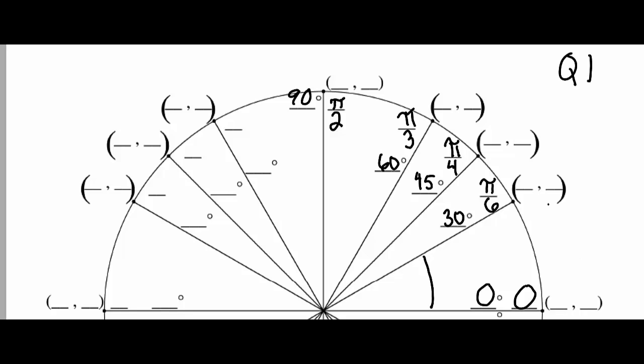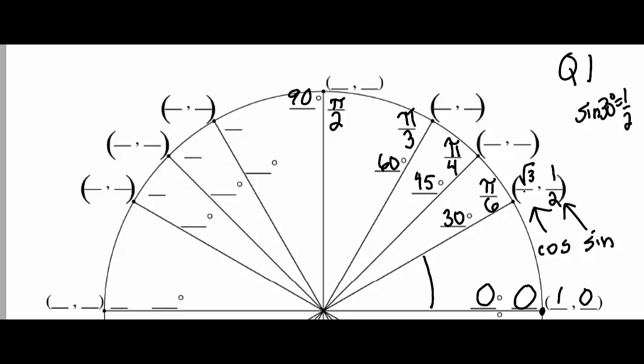Now we would like to label the points for each of these angle measures. So for 0 degrees and for 0 radians, the point that lives on the unit circle here, remember that the radius is 1, so the x distance would be 1, the y value would be 0. The sine of 30 degrees is 1/2. On our unit circle, the cosine value of the angle comes first, and the sine value of the angle comes next. So if the sine value is 1/2, the cosine value would be square root of 3 over 2.